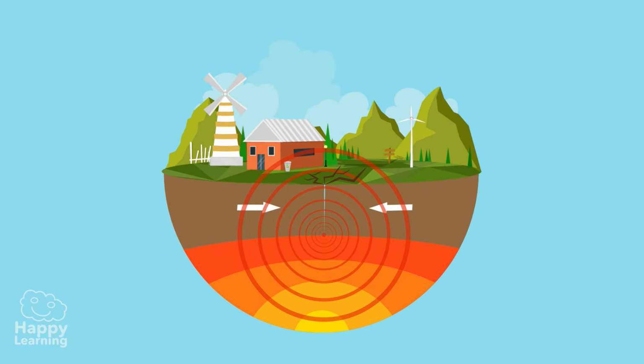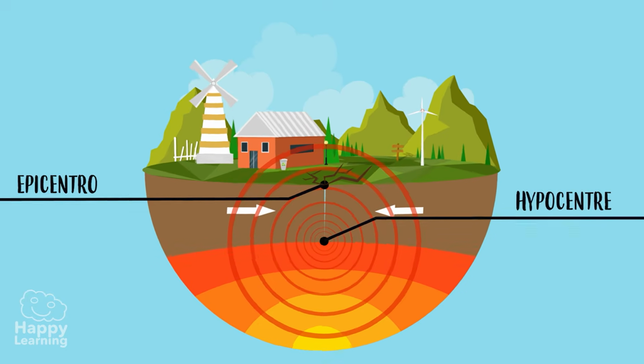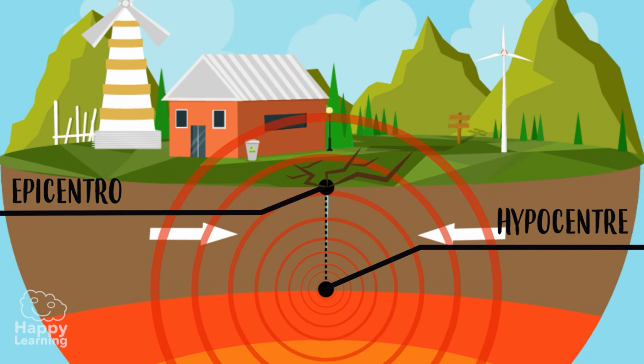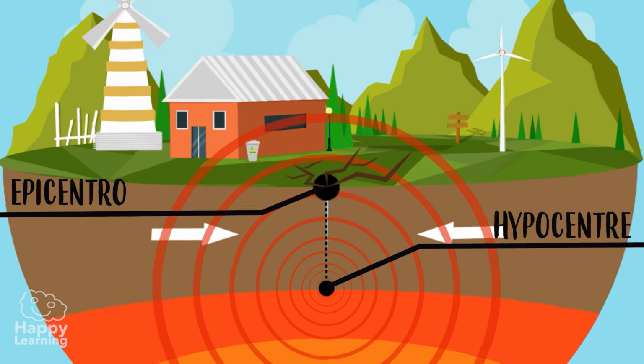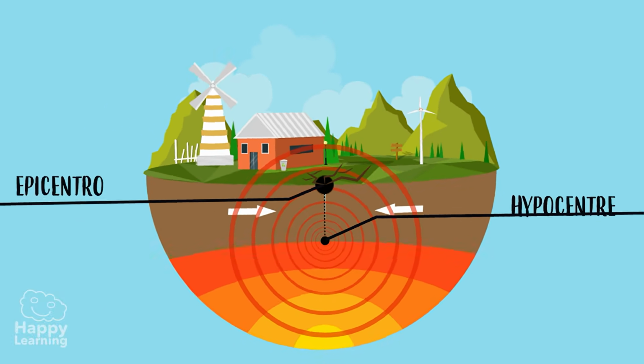In an earthquake, we can differentiate two parts: the hypocenter, which is the point in the earth where the earthquake originates from, and the epicenter, being the point on the earth's surface vertically above the hypocenter. This point is where the earthquake is most intense and the greatest damage is caused.